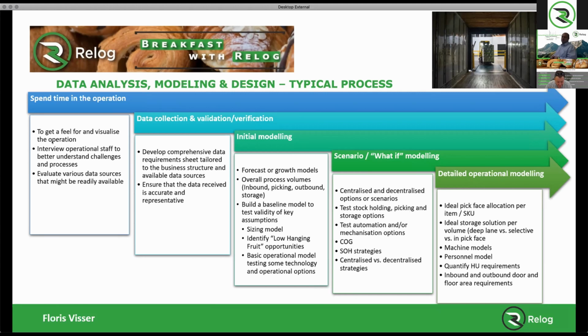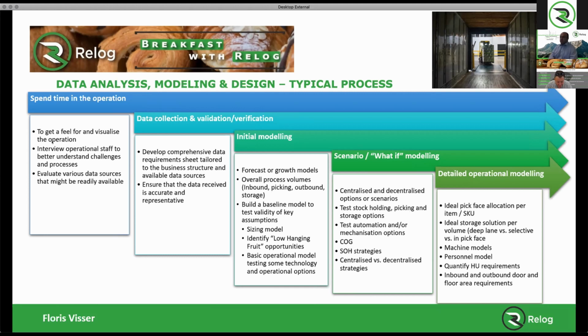Then we go into initial modeling stages where we're looking at forecast or growth models, trying to determine where the business is going to be over this 10 or 15-year horizon. What are we looking at on a macro level, on inbound, on picking, on outbound, on storage, if we just continue as is. And then we try and build a baseline model to just simulate what's currently happening in the operation. That helps us fine-tune some of the assumptions that we use in our modeling process to make sure that we can, on screen, simulate what's happening on the ground.